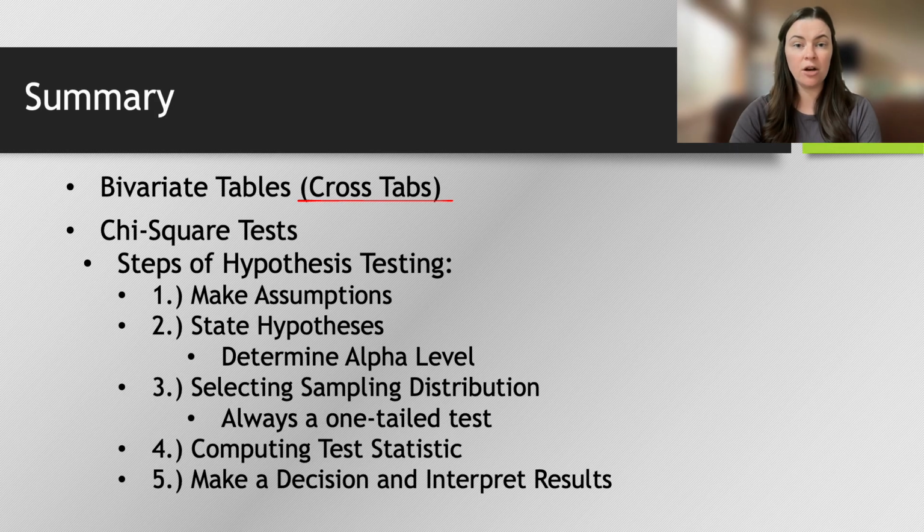We first start off by making our assumptions, stating our hypotheses and determining our alpha level, selecting our sampling distribution, which in this case is always going to be a chi-square, while also keeping in mind that for a chi-square, it will always be a one-tailed test. In step 4, we calculate our test statistic, and in step 5, make a decision and interpret the results within the context of the problem. So again, some of this should be reviewed because we're using those same 5 steps that we did in chapter 8 for 1 sample and 2 sample hypothesis testing, but just with a new type of distribution because we are working with categorical variables rather than variables that have a numerical attachment to them.